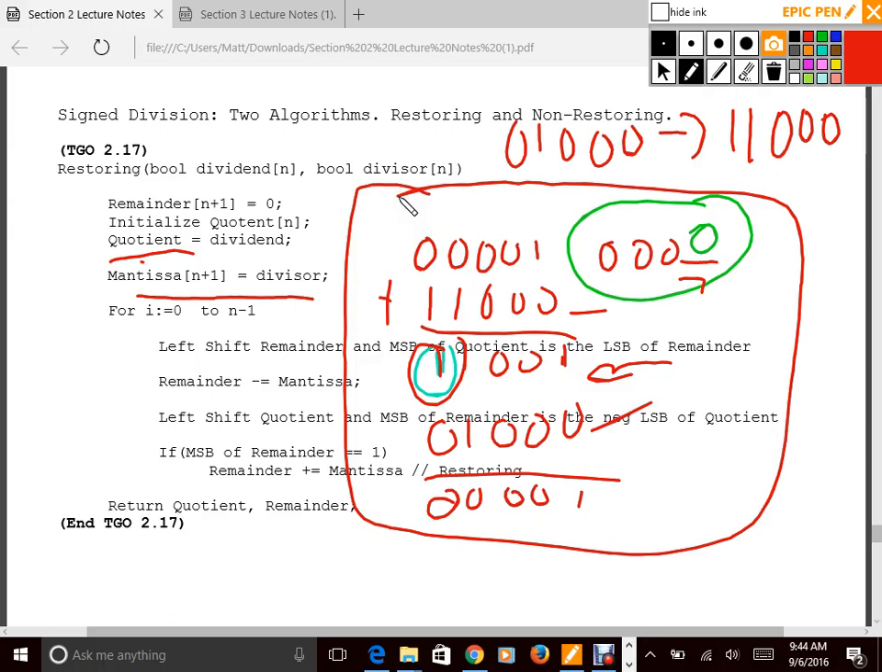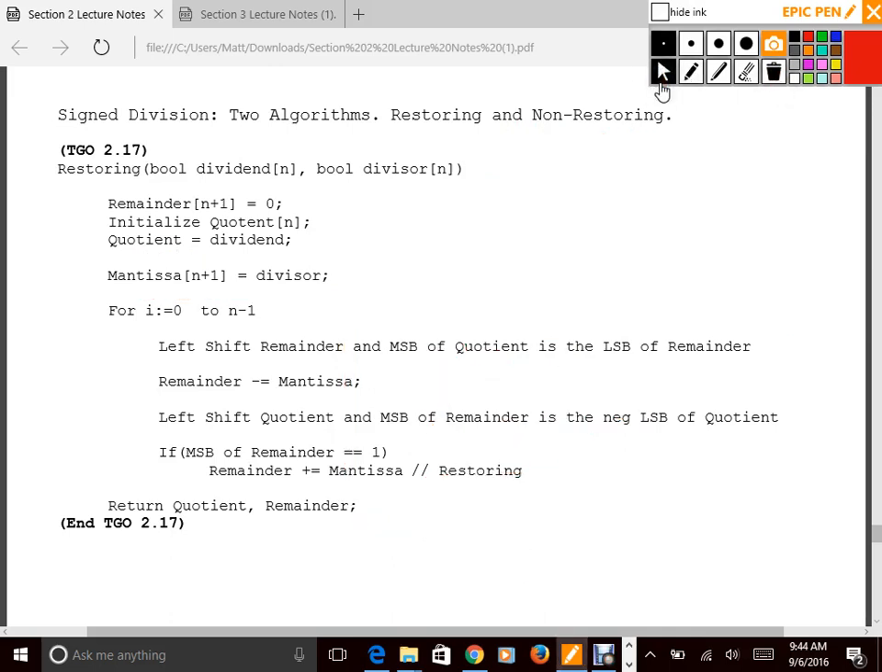Does that make sense? Now, if it's 0, we don't restore. And so the example that I'm going to give here in a second will be an example of where you have to make that decision. So if it's 0, do nothing and move forward. Okay. So does this algorithm make sense so far? All right.